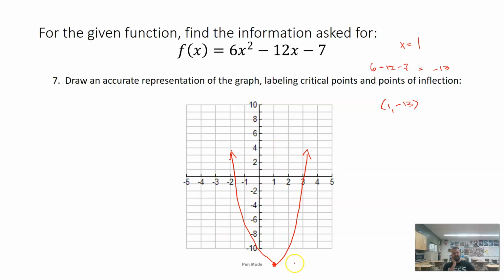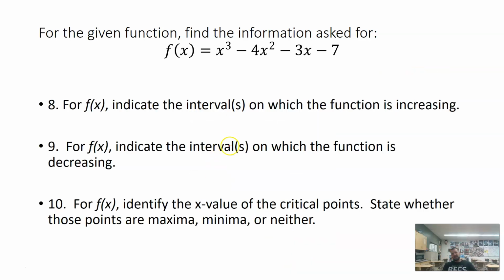Knowing that at x equals 1, we've got ourselves a minimum. And again, just a rough sketch of the graph. Just make sure your points are labeled correctly. We're going to do the same thing for numbers 8, 9, and 10.